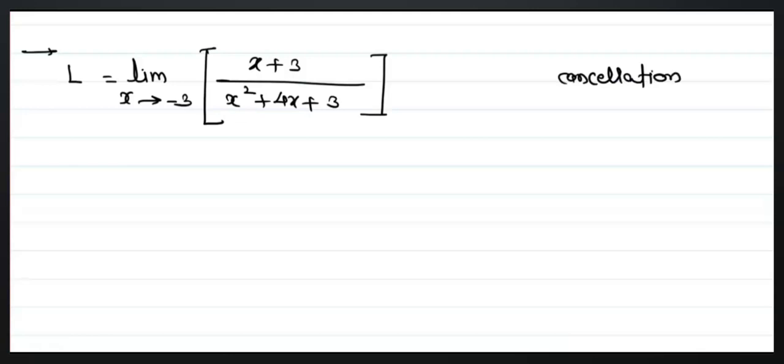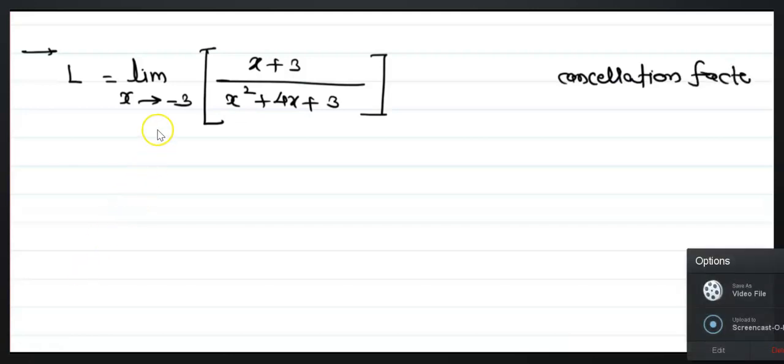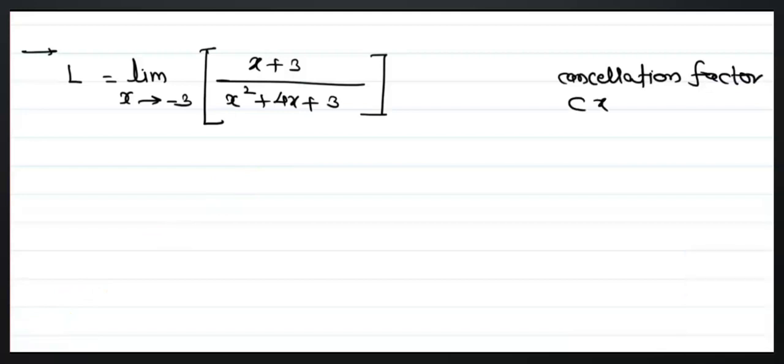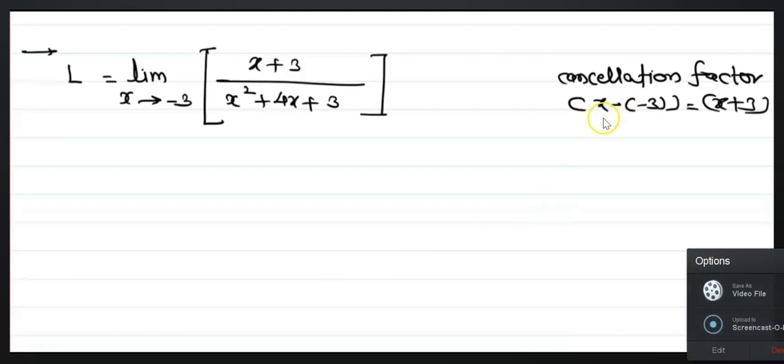Now, what is our cancellation factor here? The cancellation factor, as the limit x tends to minus 3, is x minus in bracket minus 3. Therefore, minus minus will become plus, and that's why x plus 3 is the cancellation factor. Now, see this very carefully. That is x minus whatever the limit tends to, minus 3, and overall it becomes x plus 3. Therefore, from the numerator and the denominator, x plus 3 gets cancelled.